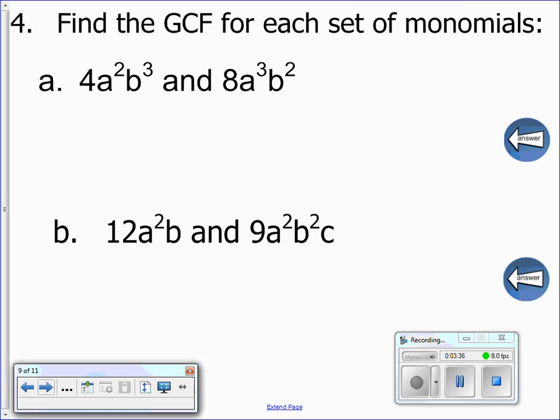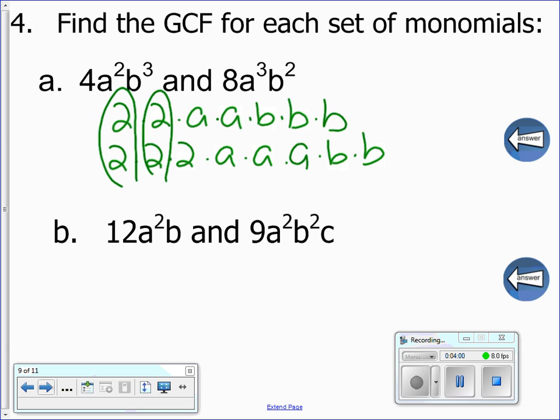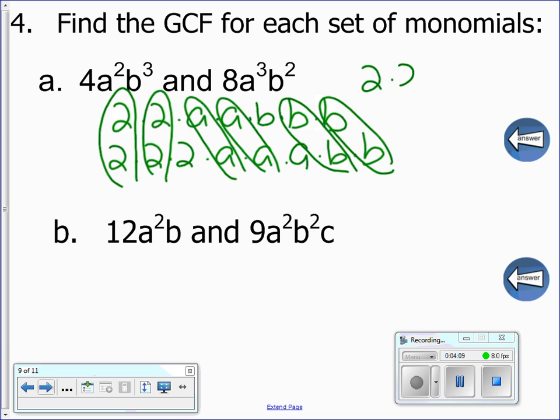Find the GCF of the two sets of monomials. I break down the first one into 2 times 2, a, b, b, b. And the second one, the 8, breaks down to 2 times 2 times 2, a, b, b. So if I'm looking for the GCF, I've got this one, and this one, and this one, and this one, and then I've got this and this. So it breaks down to 2 times 2 times a, b, b. So it's 4a squared, b squared is my GCF.